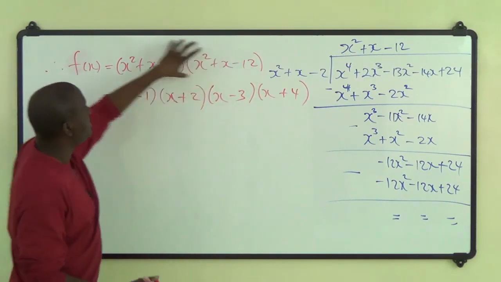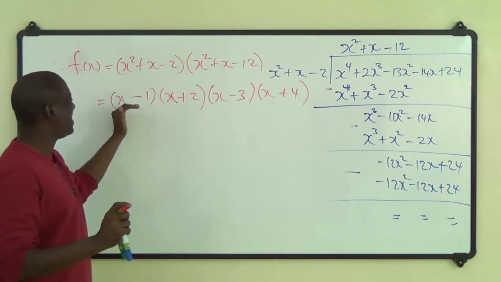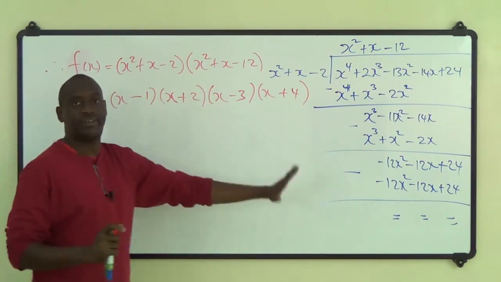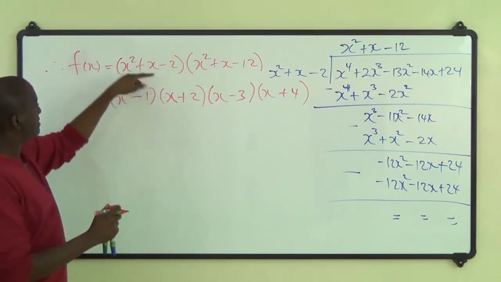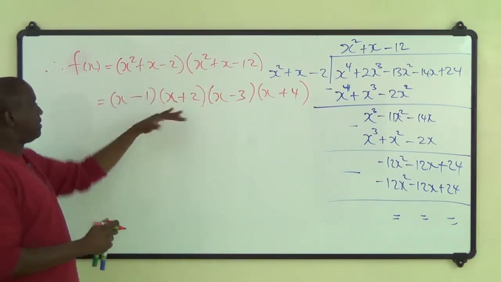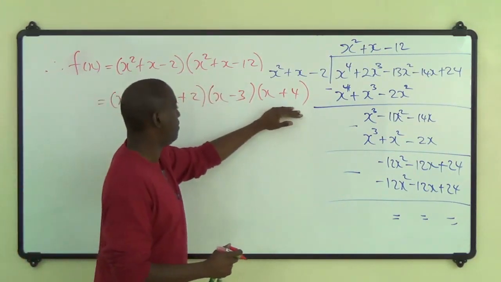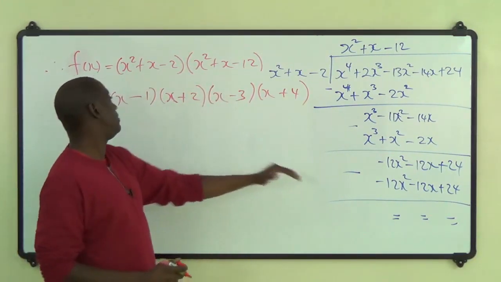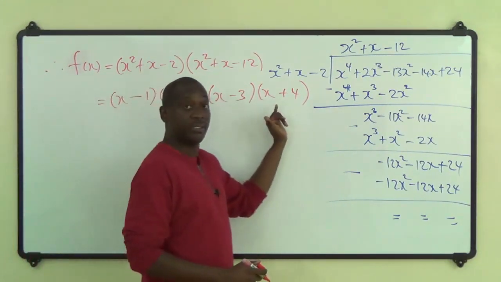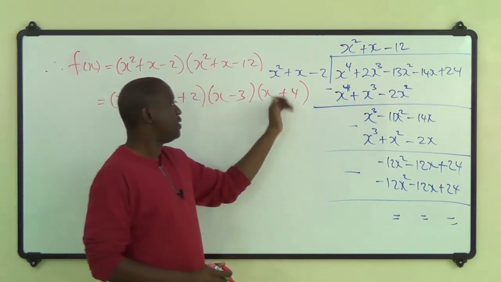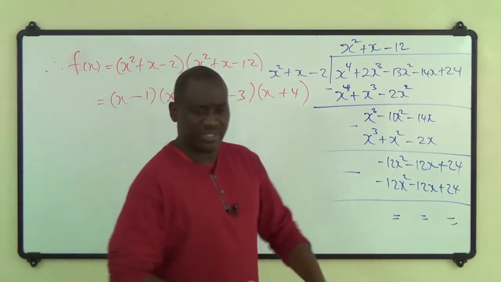And then you break up each of these quadratics, listen to the language now, into its constituent linear factors. So you factorize here now. This will break up into x minus 1 into x plus 2, and this will break up into x minus 3 into x plus 4. So the final answer would be x minus 1 into x plus 2 into x minus 3 into x plus 4.